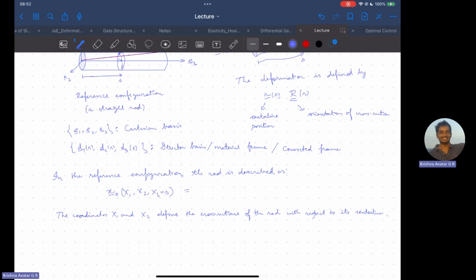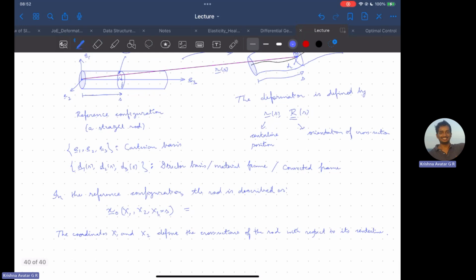And this is given by, first of all, the center line. We just use the additive property of vectors. So S E3 gives us the position of the center line for some arc length coordinate S. Then we add X1 E1 plus X2 E2. This is the cross-sectional addition, and in fact we span the cross section using X1 E1 plus X2 E2.